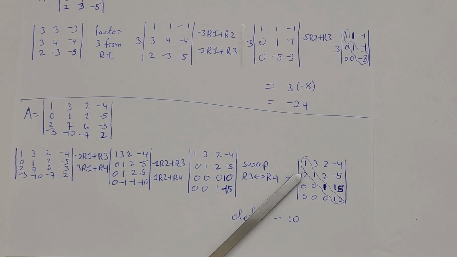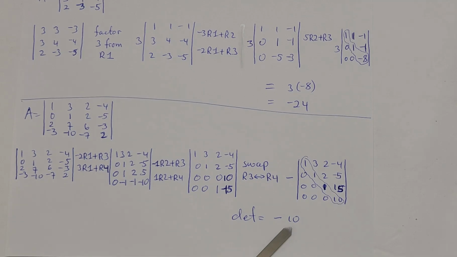And as you can see, the bottom left triangle right here is all 0, so we can stop. Now just multiply the diagonal. 1 times 1 times 1 times 10, which is positive 10. But I have a negative here, so now the determinant is negative 10.